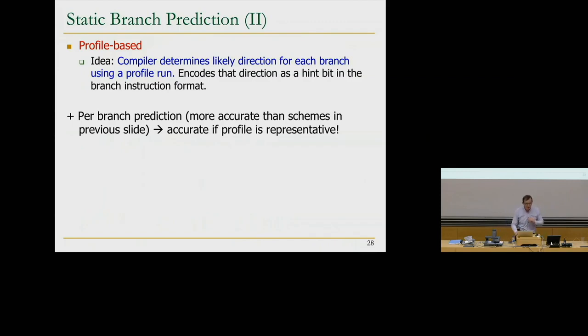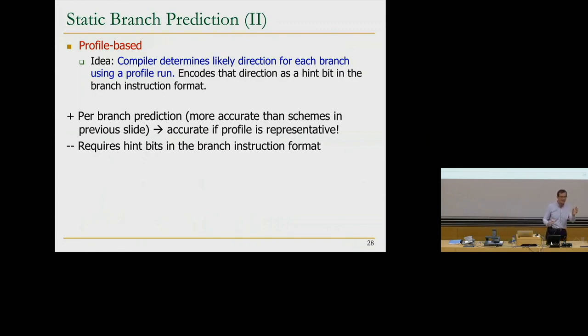But here you can get per branch prediction. Of course, the other downside, other than the profile being not representative, which is the next part, is that this requires hint bits in the branch instruction format. So your branch instruction format is not just opcodes and the bits that you need to calculate the target address. You just need another bit saying, what is the compiler predicted direction of this branch? Make sense?